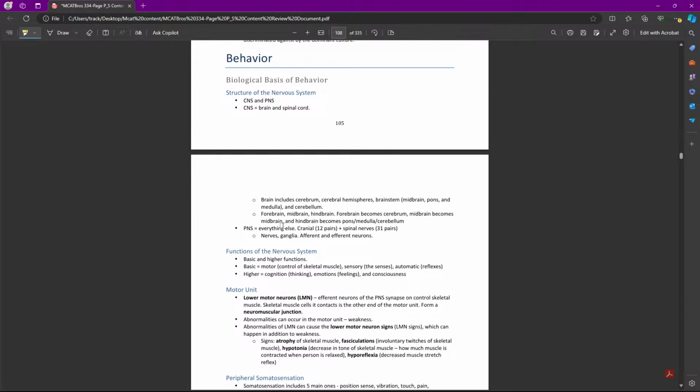So, peripheral nerves is everything else. It has the 12 cranial nerves and 31 spinal nerves. And it has nerves, ganglia, and afferent and efferent neurons, as I was saying earlier.